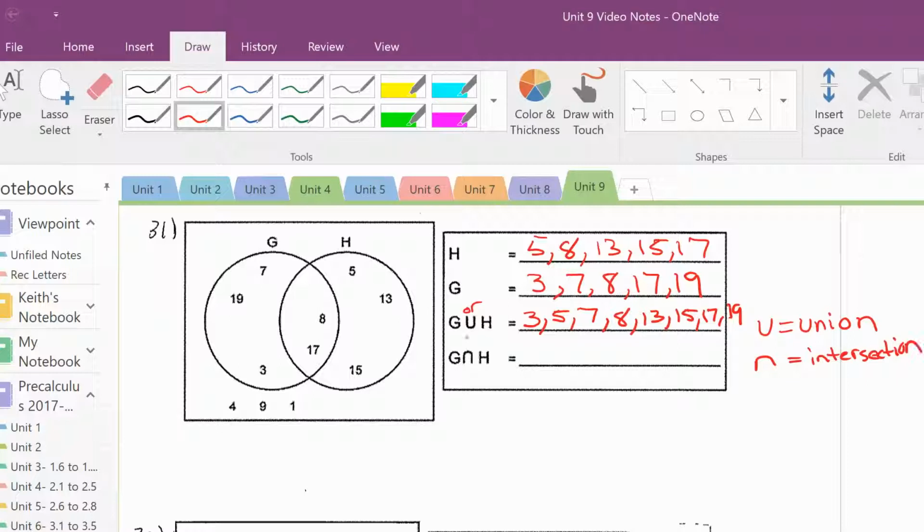This N means intersection, and that means and. So it has to be in both G and H. The only things that are in both G and H are in the overlap here, and that is 8 and 17.